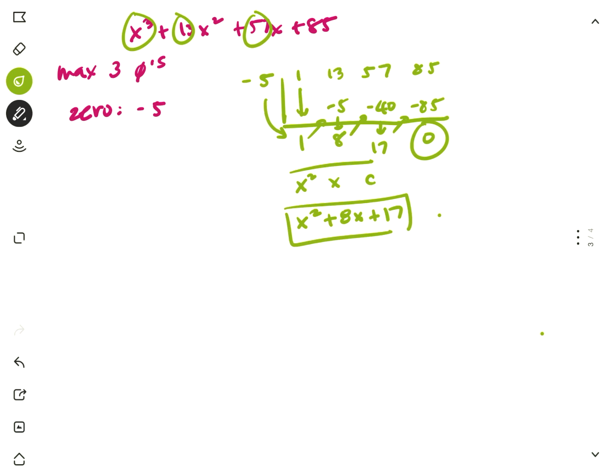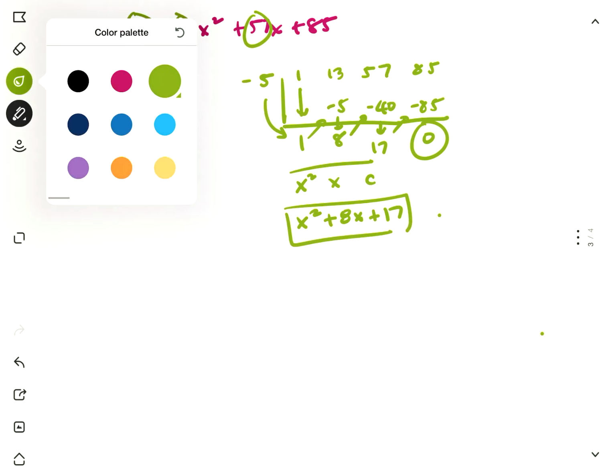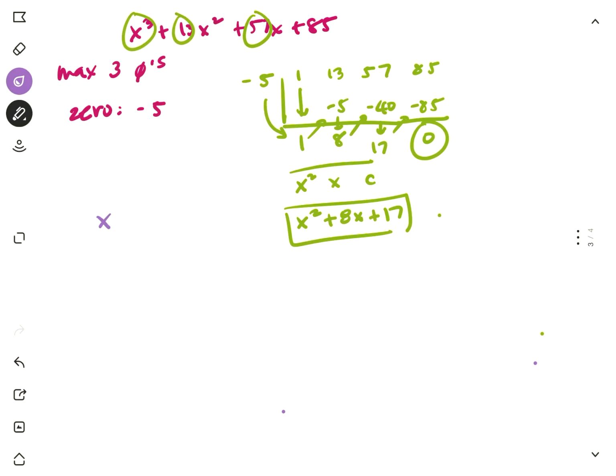Okay, so for this next part, this is a little bit harder to solve because it's not factorable, and it's not one of those where we can just solve it algebraically. So what we're going to do is say, like we did last time, x squared plus 8x plus 17 equals 0. Because we can't factor and can't solve it algebraically, we're going to have to use the quadratic formula.